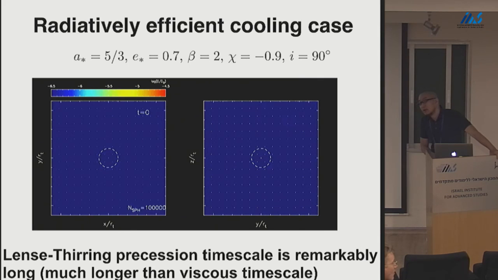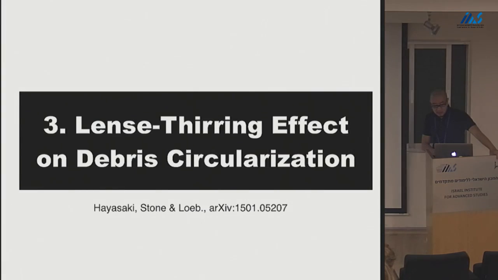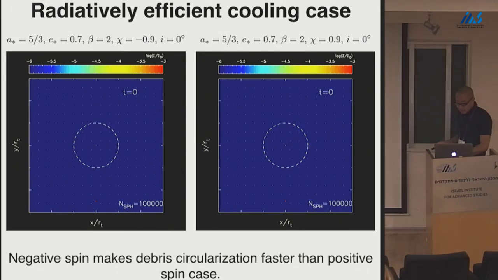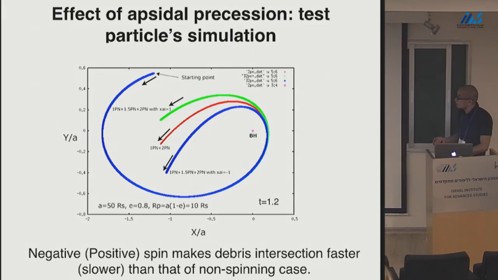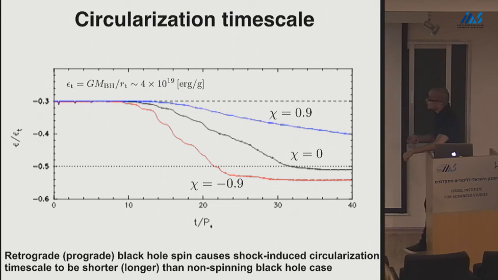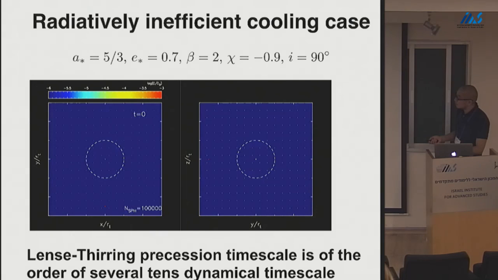Excuse me? Slow down, please. So this is a non-spinning black hole case. If you go forward two more slides. Two more. One more. Oh, okay.